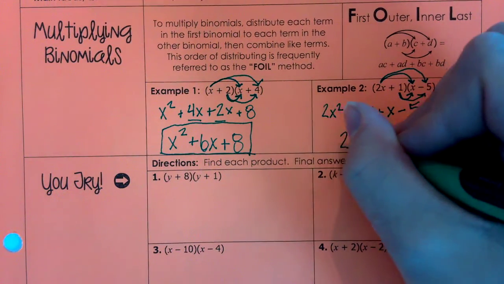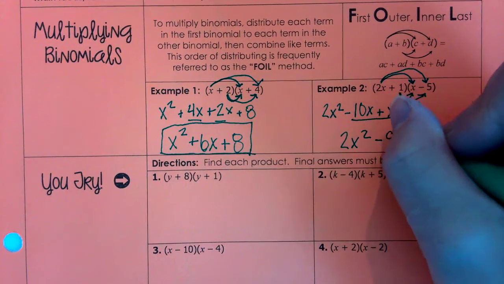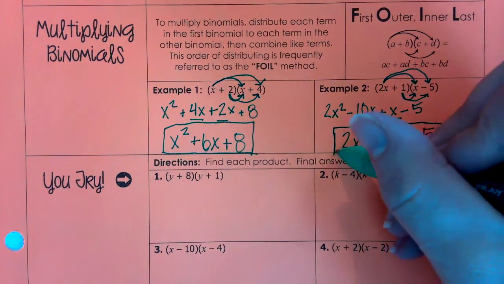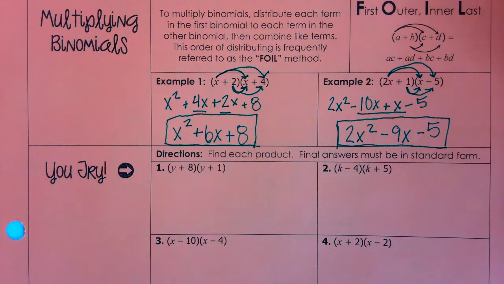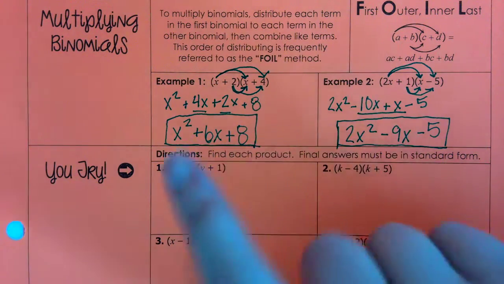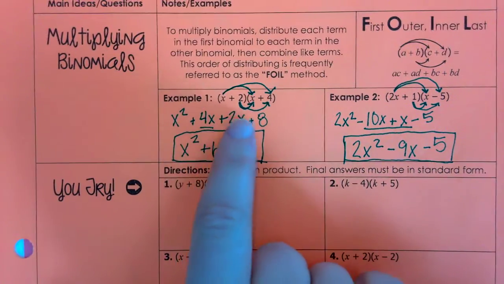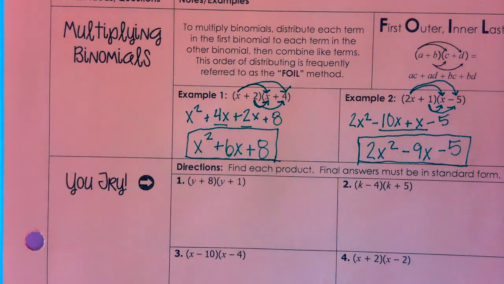Well, I'm going to leave it with 2x squared because that doesn't combine with anything. Negative 10x plus x gets me a minus 9x. And then I just write minus 5 there because that doesn't combine with anything either. Okay, now that I have these first two examples done, the other thing I want to point out is that my first and last terms didn't combine with anything. It's these two middle terms that are always going to combine with each other.